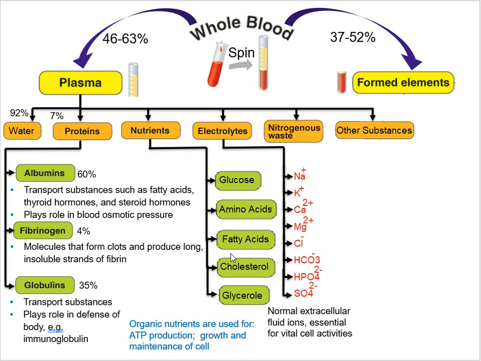What are their main functions? Those electrolytes are basically normal extracellular ions found in the plasma. They play a vital role in cellular activity. For example, sodium, potassium, and calcium play a major role in muscle contraction and cardiac contraction. Carbon dioxide is transported in the form of bicarbonate and so forth.